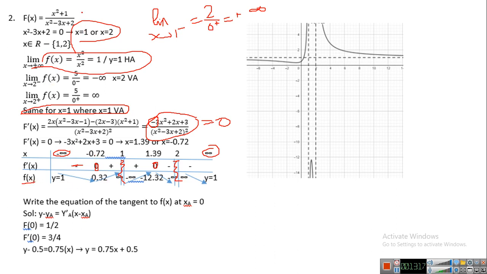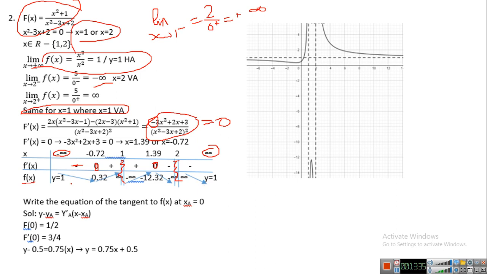You replace minus 0.72 here, and 1.39, you have these two values. At 1, going up, it means plus infinity. 1 minus is minus infinity, 1 plus is plus infinity, 2 minus is minus infinity, already we have it, we did it, and 2 plus is plus infinity.